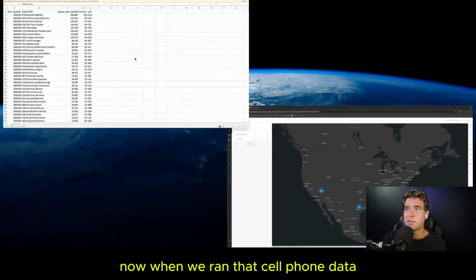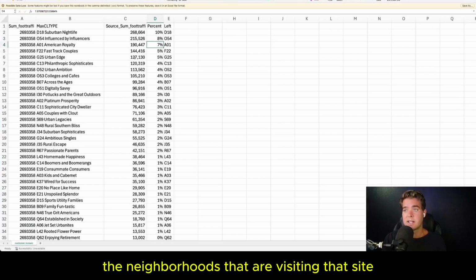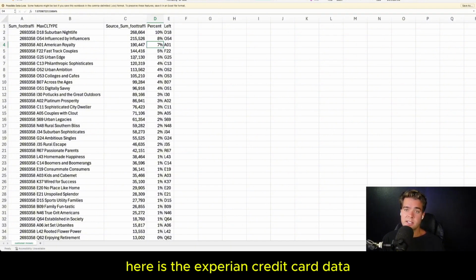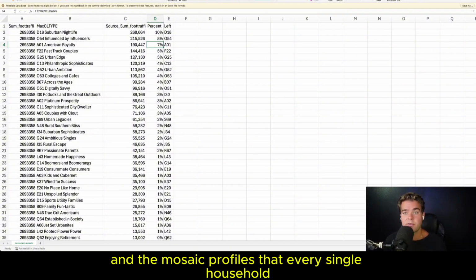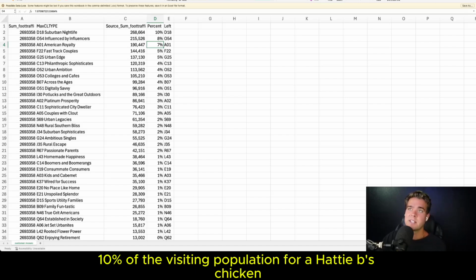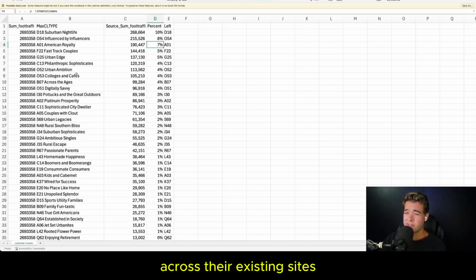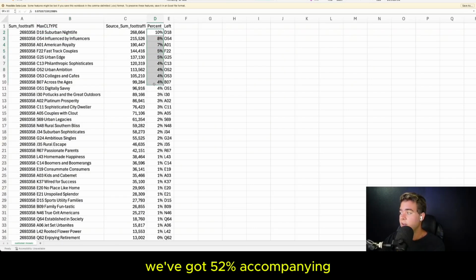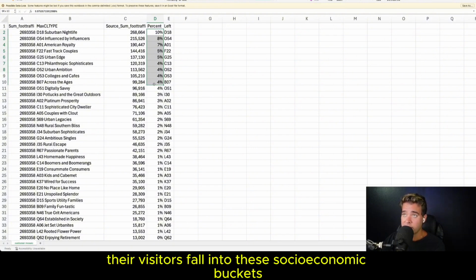Now, when we ran that cell phone data and then tracked it back to the neighborhoods that are visiting that site, we came up with this pretty cool list. Here is the Experian credit card data and the Mosaic profiles that every single household in the United States is broken down into. You can see 10% of the visiting population for Hattie B's Hot Chicken across their existing sites is a D18. Then you go on down the line, and as we go from the top down to the bottom, we've got 52% accompanying, so 52% of their visitors fall into these socioeconomic buckets.